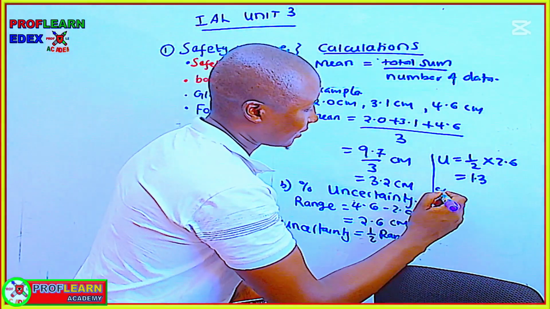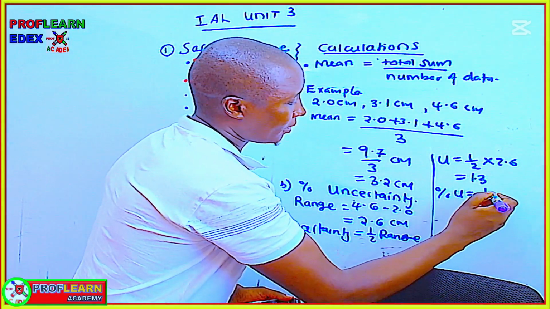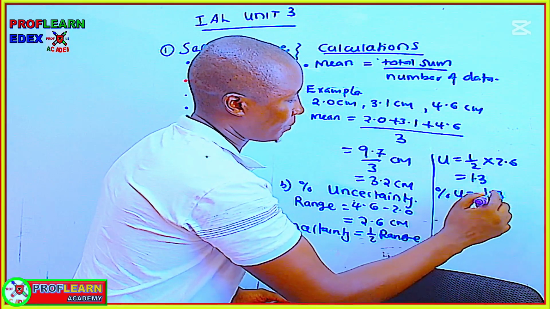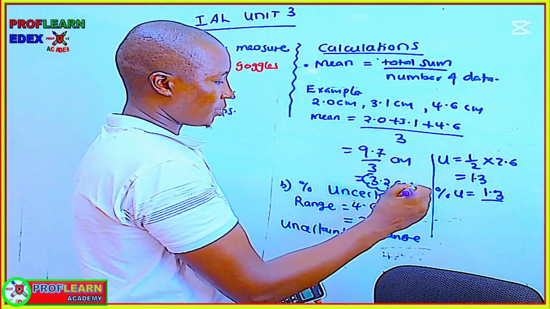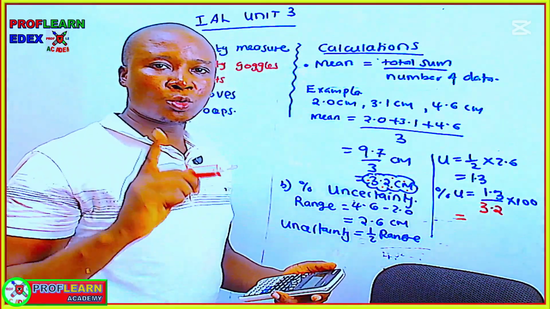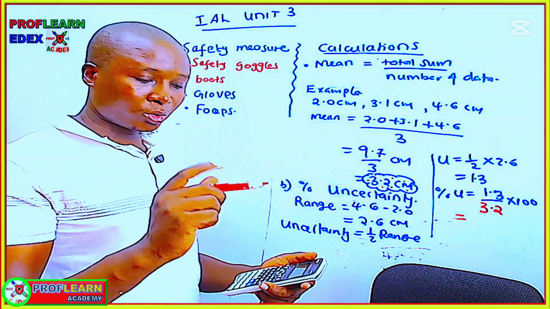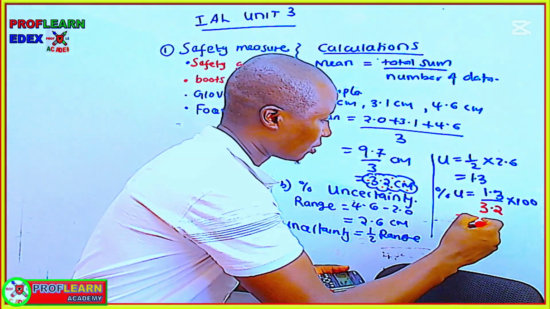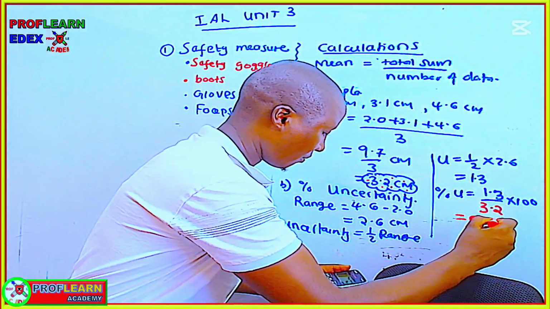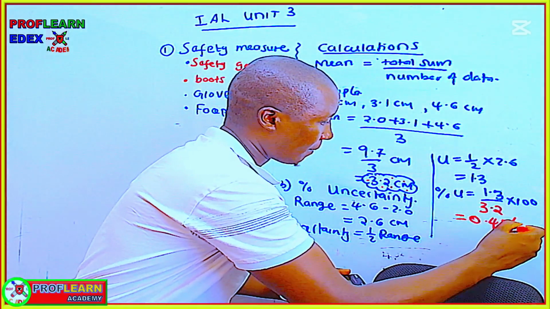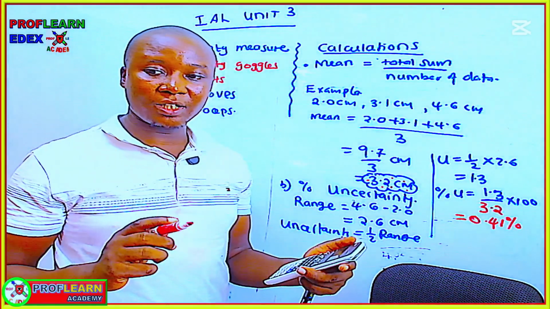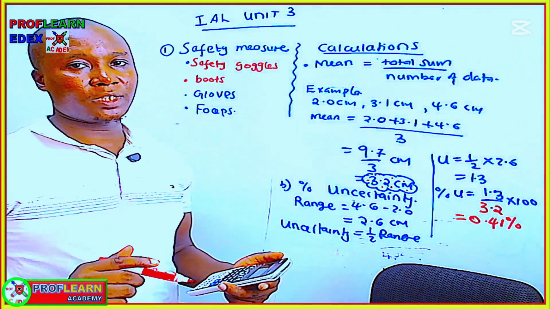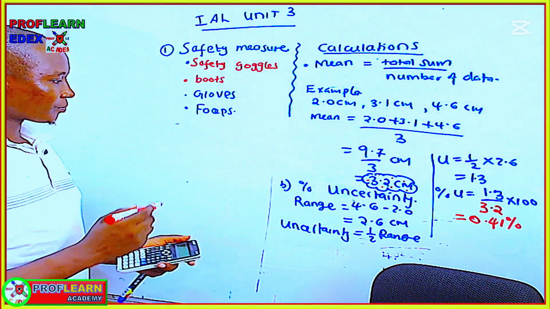Then the percentage uncertainty will be the uncertainty we have, 1.3, divided by the mean we got. This mean that we have here, you must give it to one significant figure or two significant figures. So this is going to reduce to 0.41%. Your answer should either be one significant figure or two significant figures when you are giving the answer.